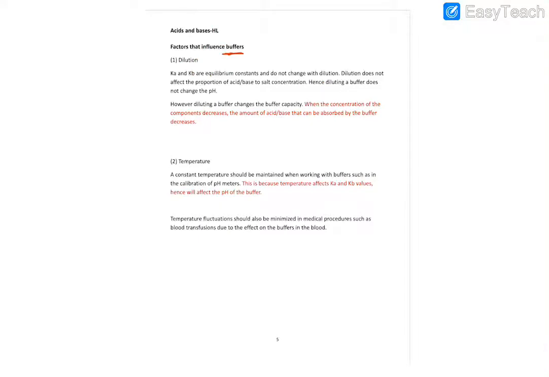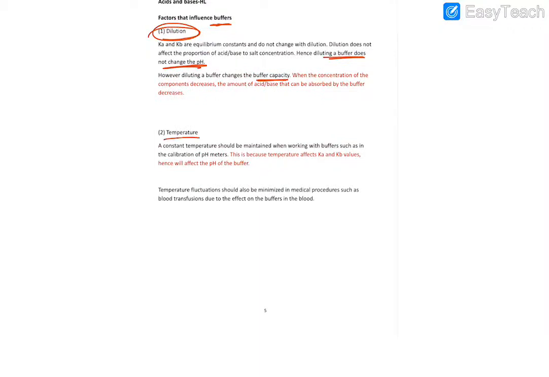Now, if you dilute a buffer, the pH will not change. Diluting a buffer has no effect on the pH, but it will change the buffer capacity. If you take a buffer and add water to it, and then add H plus or OH minus to that diluted buffer, the diluted buffer might not be able to maintain the pH. So it changes the buffer capacity, but it does not change the pH of the buffer.